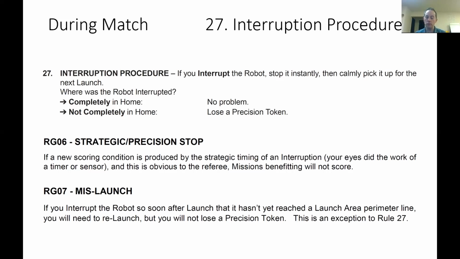Mislaunch: if you interrupt the robot so soon after launch that it hasn't yet reached a launch area perimeter line, you will need to relaunch, but you will not lose a precision token. The advantage of this is, and it's an exception because it's not completely in home, let's assume that you realize that you've gone to launch the robot and you're like, oops, we hit the wrong software. If it hasn't yet gotten to the perimeter line, that quarter circle line, you can grab the robot and stop it and relaunch it, and you didn't take a precision token. So that's nice. Or if you realized, oh, it wasn't aligned properly, as long as you stop it before it crosses the line, you're okay.